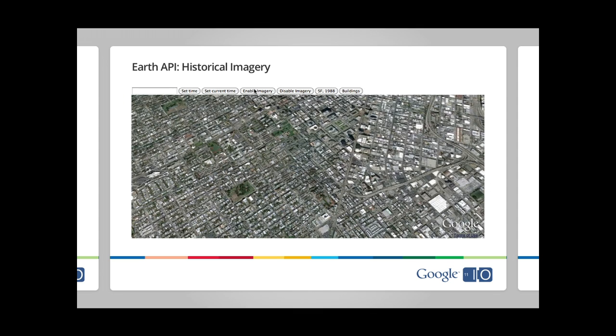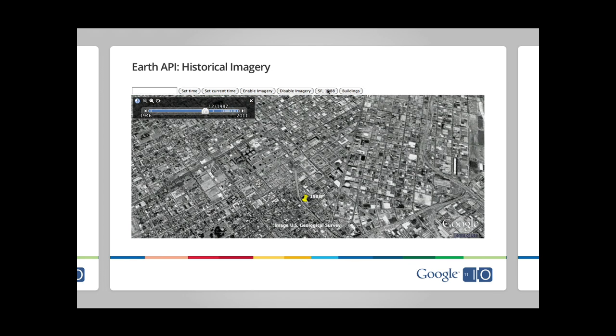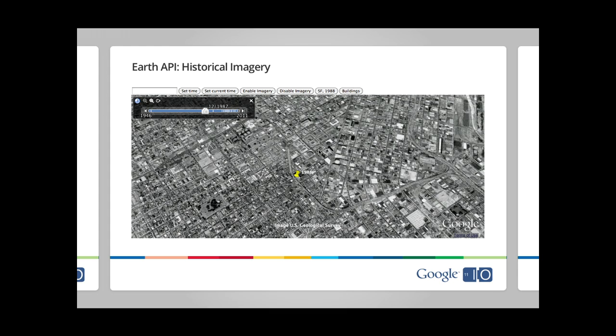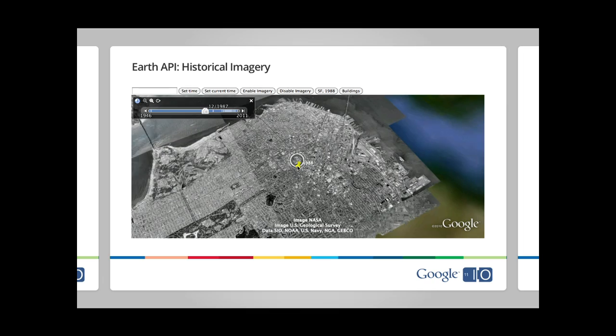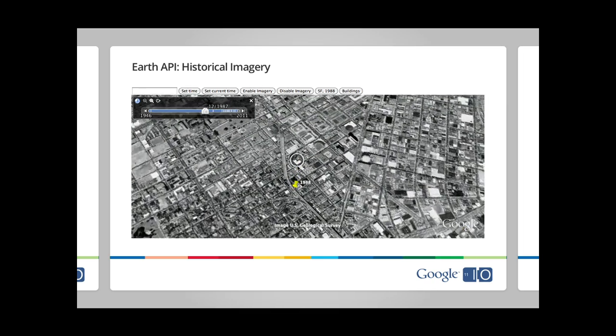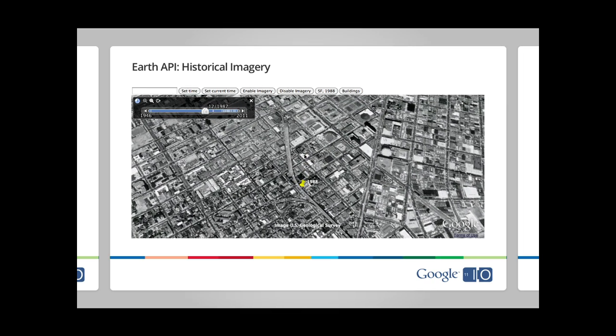Here I'll enable historical imagery. I get a slider, which as a developer you can show or not show. And then I can disable it, re-enable it, and I'll jump to San Francisco in 1988 to show you a cool demo that I like to show. So there was an earthquake in San Francisco in 1989 that collapsed this freeway here that led through the heart of the city. I'll show you, this is the city. So we can actually see that. This is prior to the earthquake.